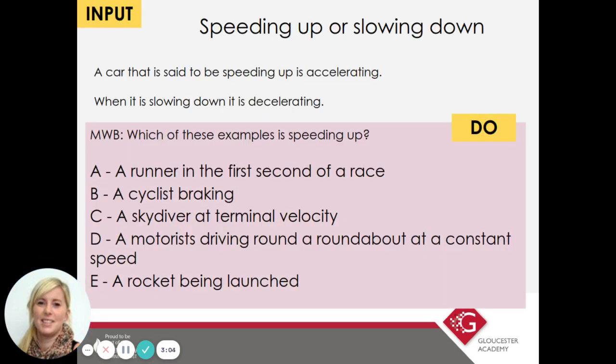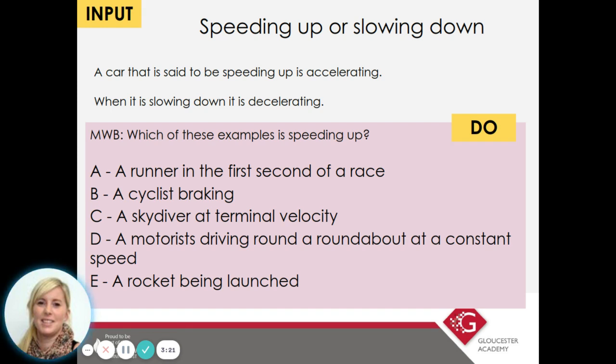Okay, so we call accelerating then speeding up, and that should be quite familiar in your head today. So when we speed up, we say it's accelerating. When we slow down, we are decelerating. So if we're in our car and you put the brakes on, then you're decelerating, okay?